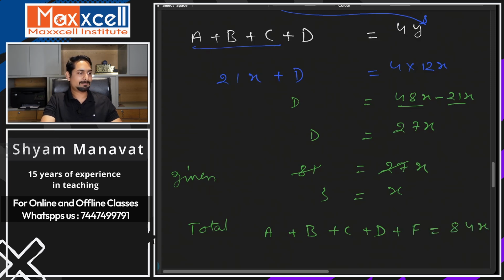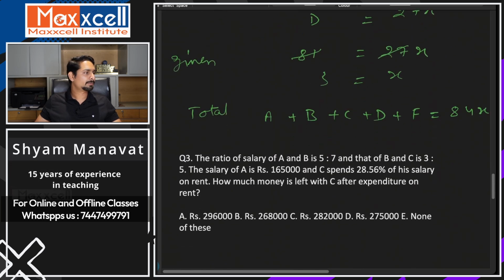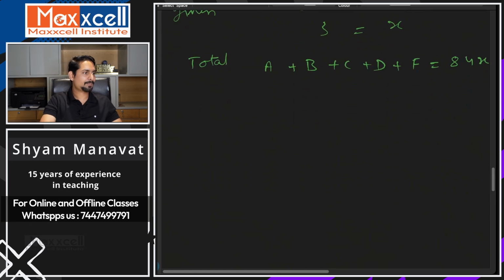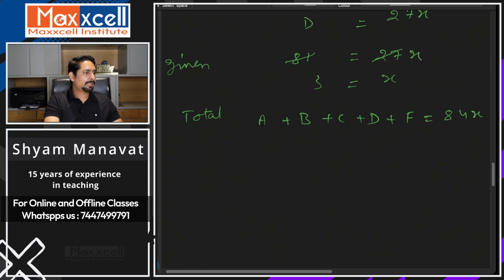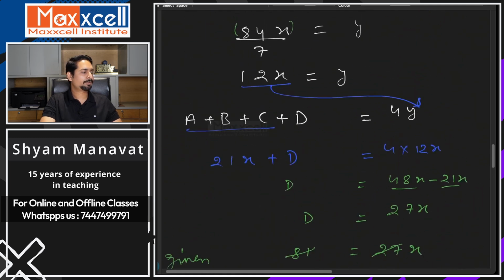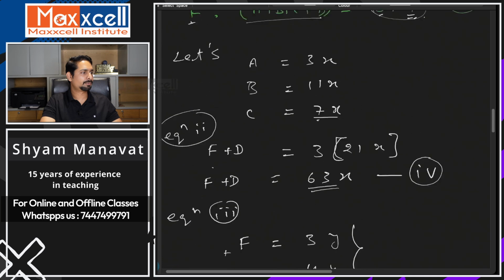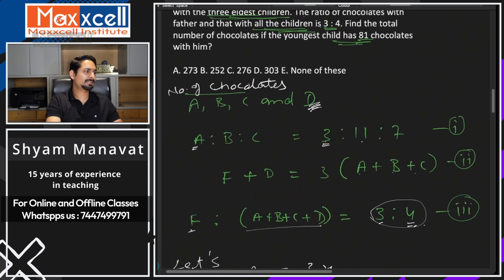but I advise in exam don't write all the steps. There is no step marking, guys. Okay, 84x, x is equal to what? 3. Multiply by 3. 252. Yes, we got 252. Do we have that in the options? Yes, 252. Option number B is the answer, right? Option number B is the answer. I hope that is clear to you.